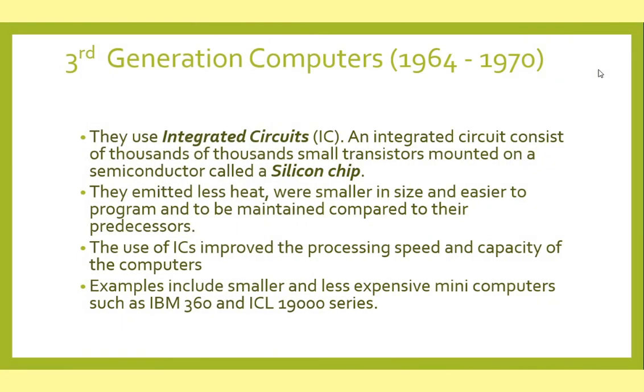The third generation of computer, which was used between 1964 and 1978, used integrated circuits. An integrated circuit consists of thousands and thousands of small transistors mounted on a semiconductor called silicon chip. The integrated circuits helped in improving the processing speed and the capacity of third generation computers. Comparing third generation computers to the second generation computers, you are going to find that they emitted less heat, they were smaller in size, and they were easier to program and to maintain.